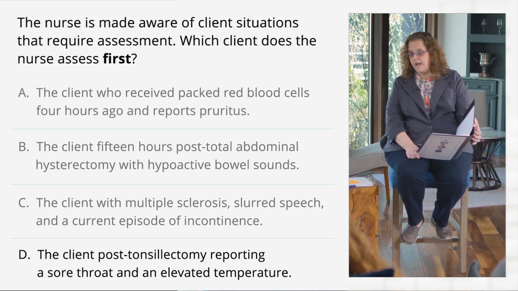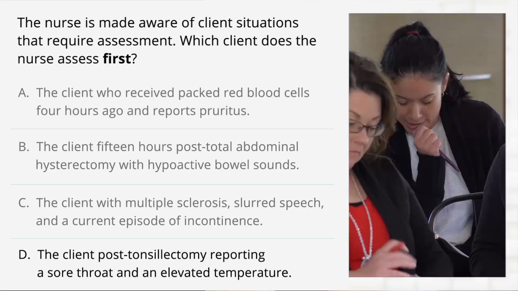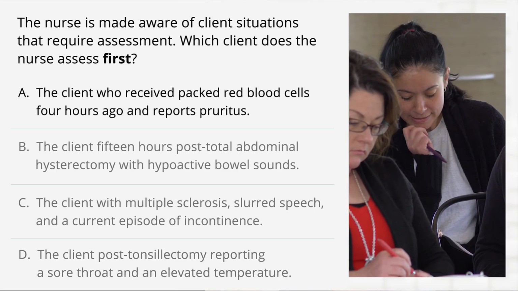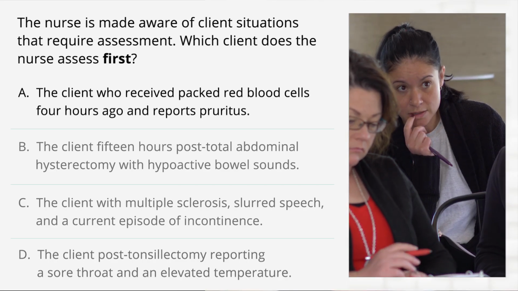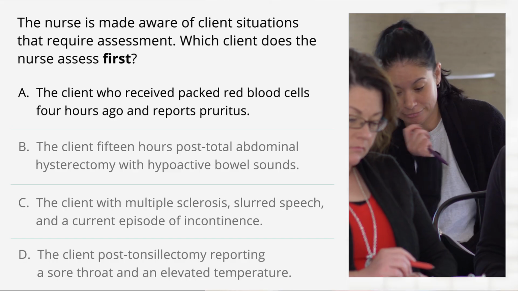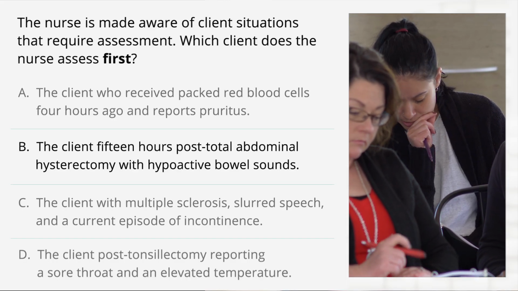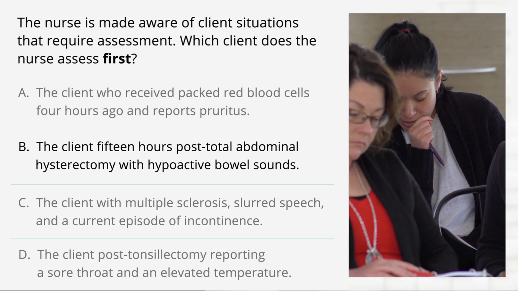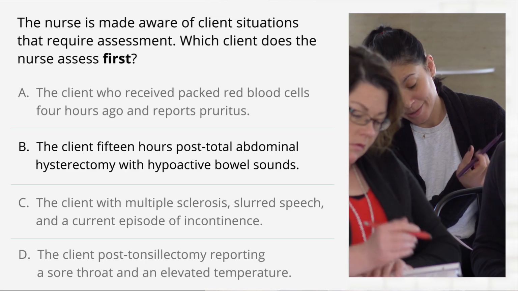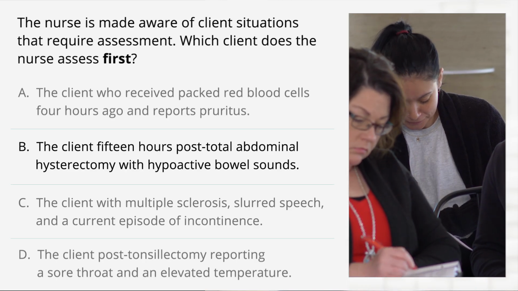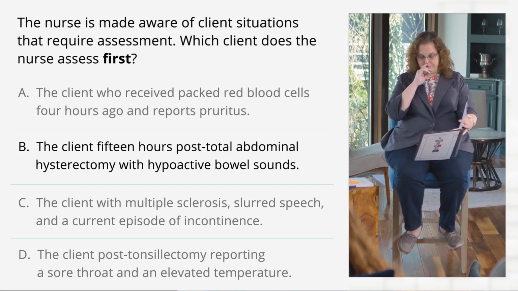So help us unpack who the nurse needs to assess first. So A, I'm going to say is a potential bad reaction. I don't know. The client 15 hours post, that could be a potential as well. I don't know. So let's stay with B for a minute.